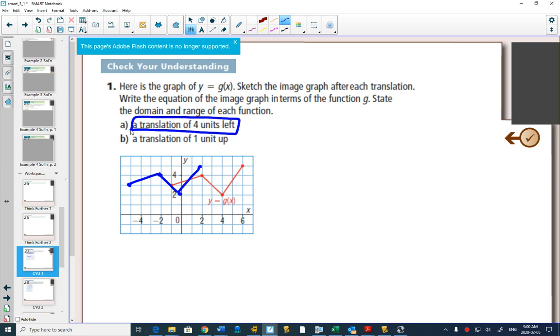And then if you were probably like me as a student, you'd immediately go, okay, B, translation 1 unit up. I'm going to do that one in green. And up 1, up 1, up 1, up 1. And so I translated that one up. And I feel good, and I move on to the next question.